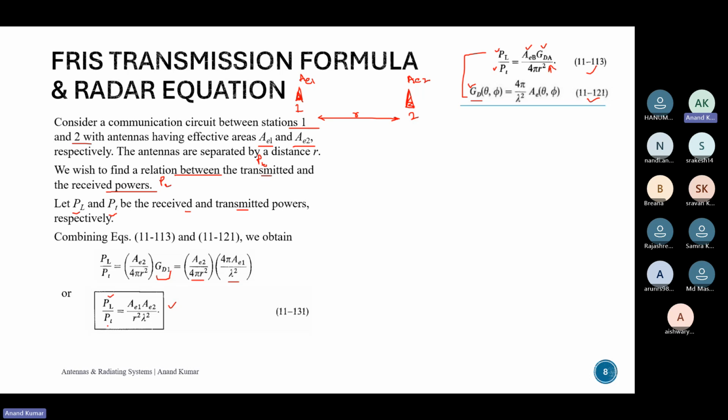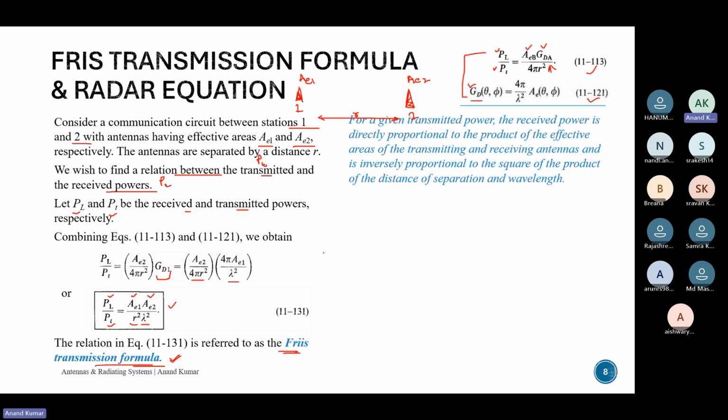So the receive power upon the transmit power is equal to the effective area of the transmitter times the effective area of the receiver, upon the square of the distance and the square of the wavelength. And this particular relationship is known as the Friis transmission formula. So this is the popular Friis transmission formula used to solve many numericals and problems in your exams or in real life.